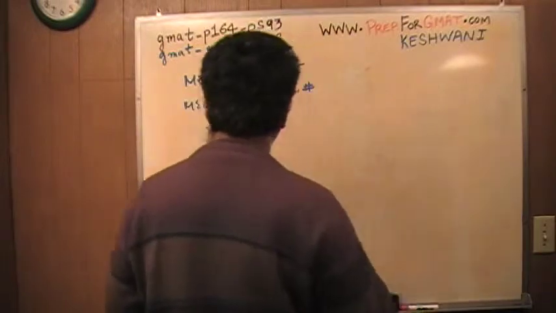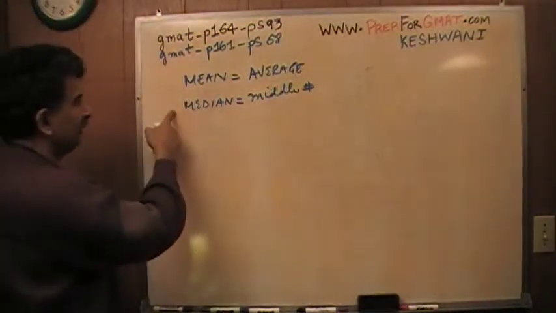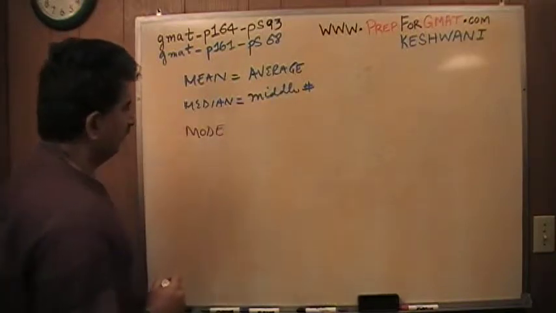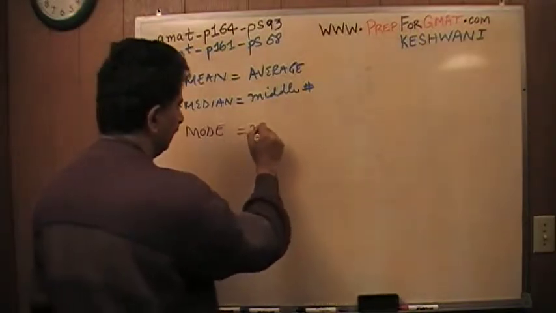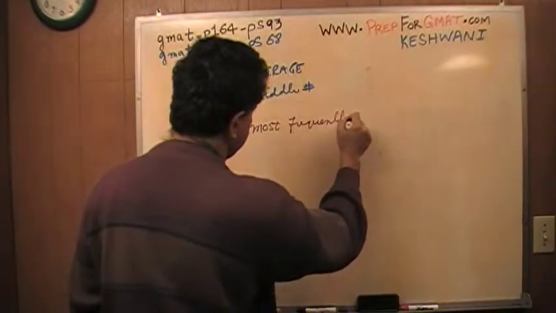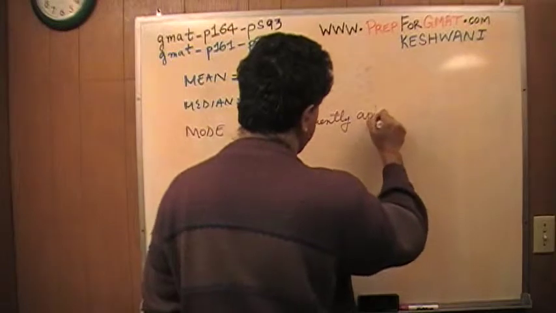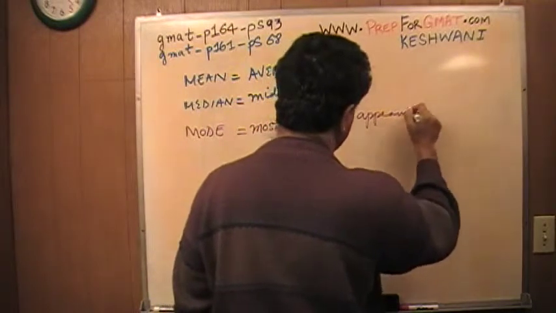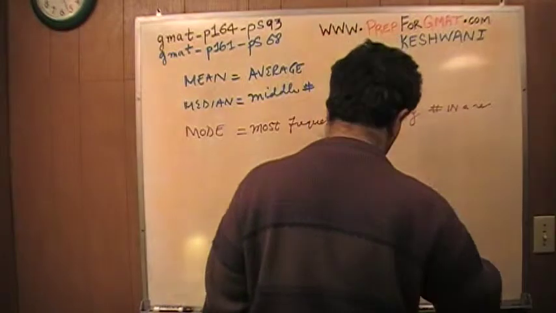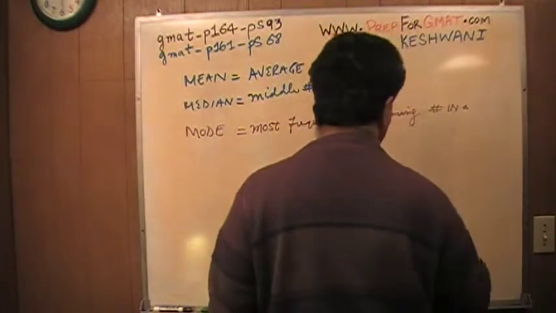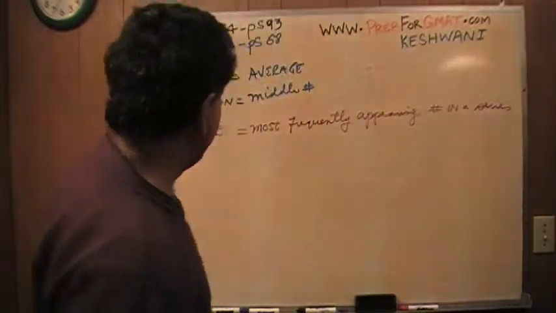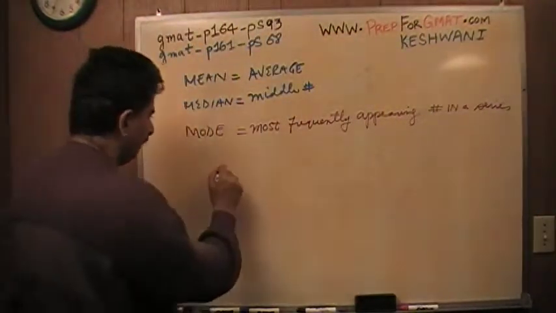Let's talk about one more concept before I forget it. So you got your mean, you got your median. The last concept that you have to be aware of is mode. What is a mode? Mode is simply the most frequently appearing number in a series.